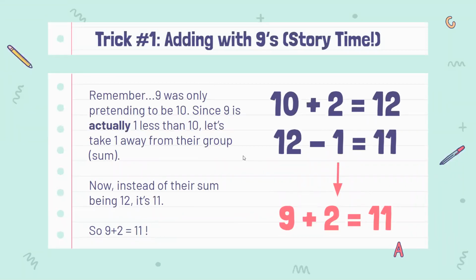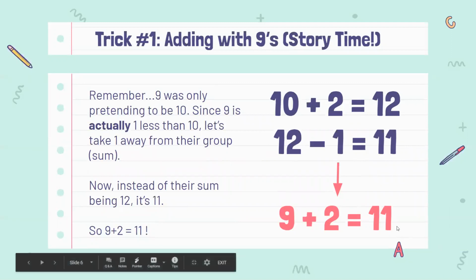But remember, 9 was only pretending to be 10. Since 9 is actually 1 less than 10, let's take 1 away from their group sum. The partnership of 10 plus 2 made a sum of 12. But since we took 1 away from it, that sum now becomes 12 minus 1, which is 11. Therefore, our grand total is 9 plus 2 is equal to 11.